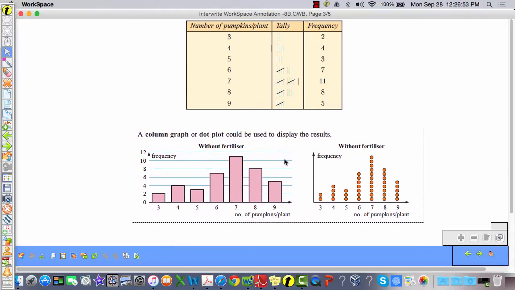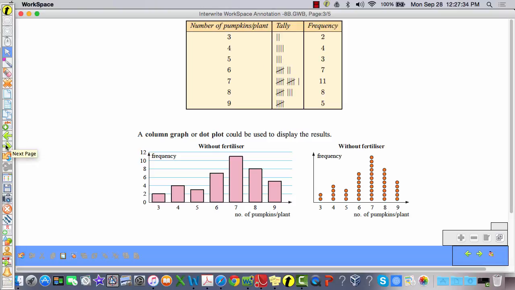We have a column graph right here that shows the frequency, which is the number of times that we have a number of pumpkins per plant, right? So here we had 6 pumpkins per plant on, it looks to be, 7 plants. We get the same idea with what is called a dot plot, number of pumpkins per plant. Let's see, how many had 8? That's a bad example. Let's go to 5. How many plants had 5 pumpkins? 1, 2, 3, and we look up here, same thing, 1, 2, and 3.